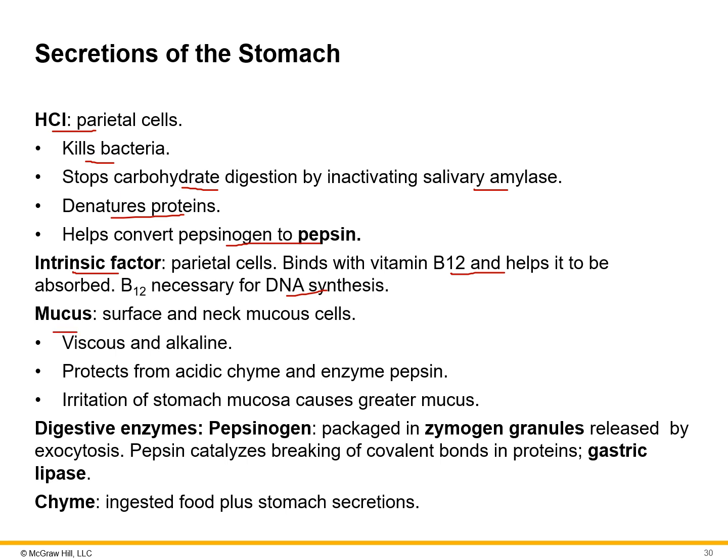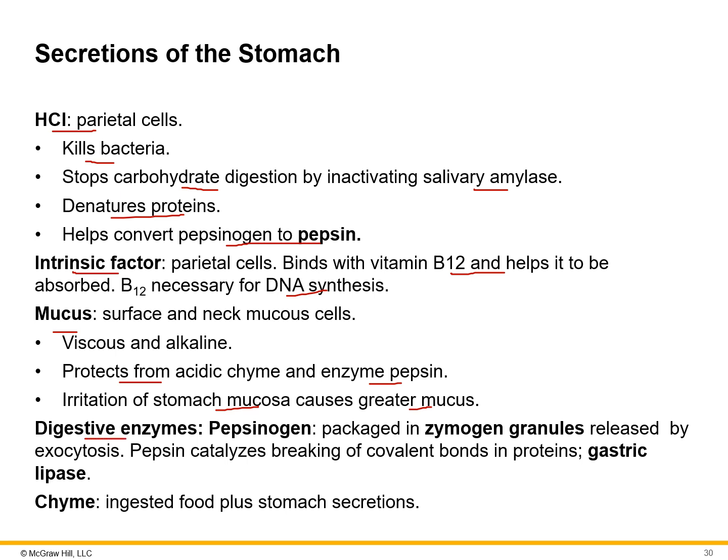Mucus is also released by the stomach. Again, like we've talked about, that's going to help protect the stomach from the hydrochloric acid that's released, as well as from the enzymes that are released. So again, irritation of this layer causes greater mucus to be released.